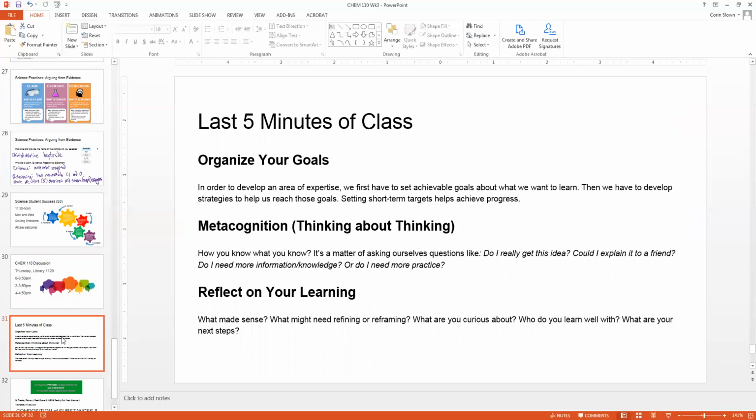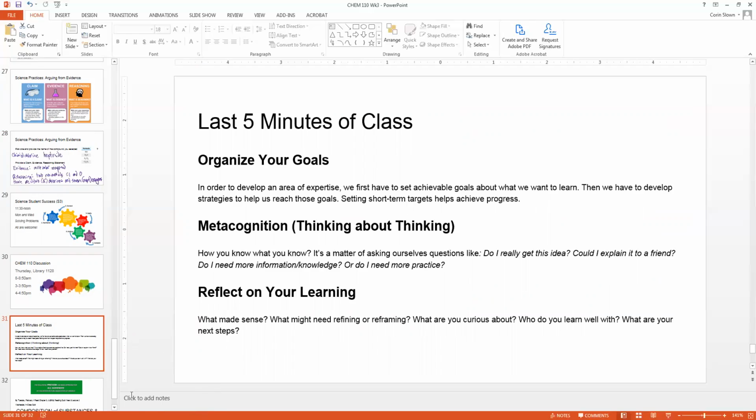It's really important to build this practice of organizing your goals as well as your metacognition. That's your thinking about your thinking and reflecting on your learning. So goals are, right? What are short-term achievable goals about what we want to learn? And then we start thinking about the strategies that help us reach those goals. That's how we achieve progress. Our thinking is, how do you know what you know? Did I really get an idea? Could I explain it to a friend? Do I need more information or knowledge, or do I need more practice? You are the best authority to answer that question in terms of where you're at in your own learning.